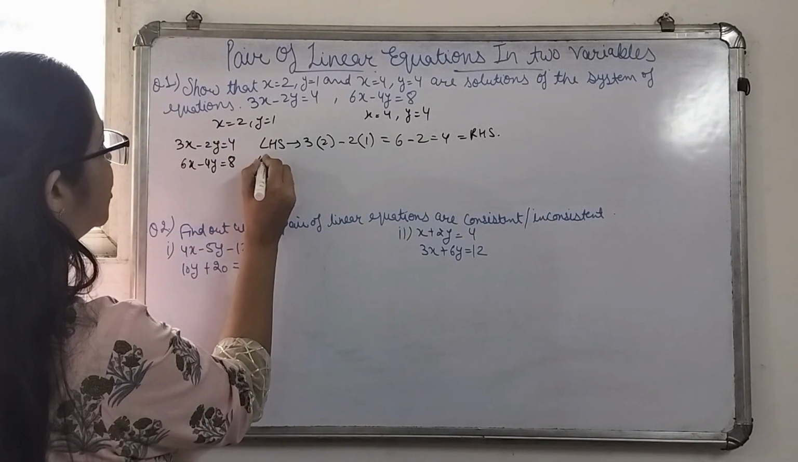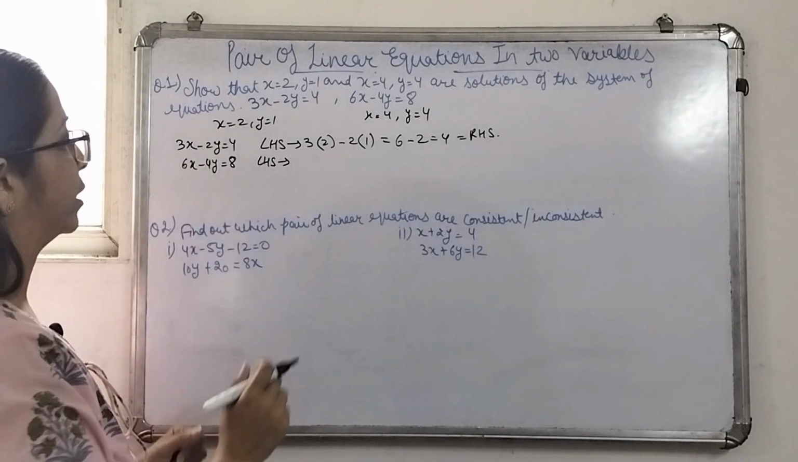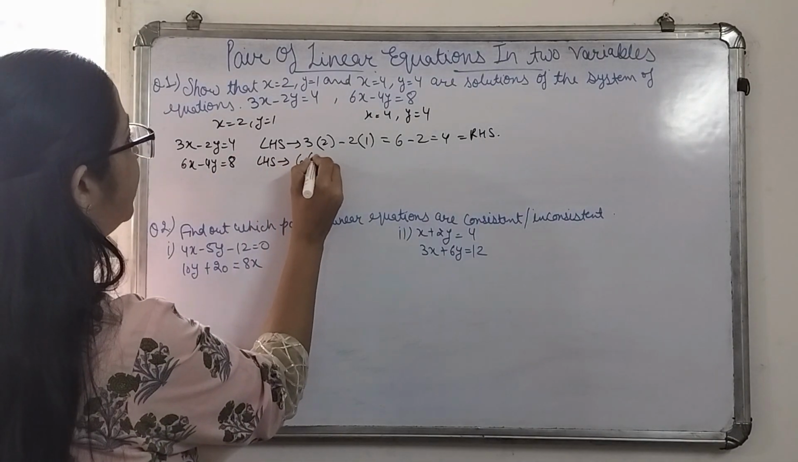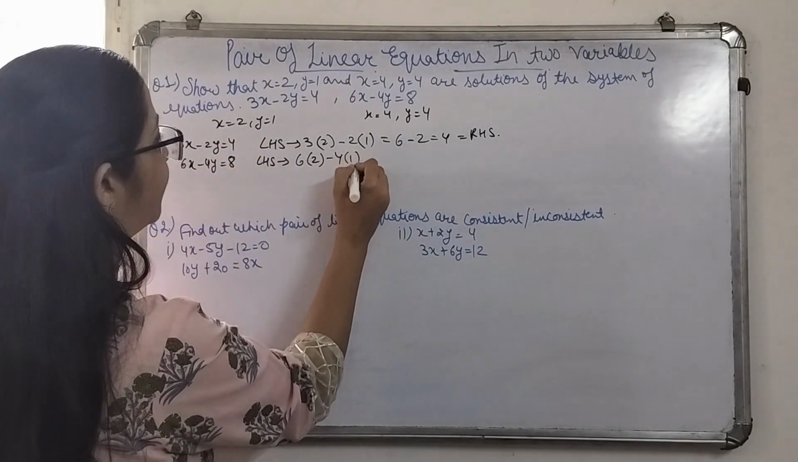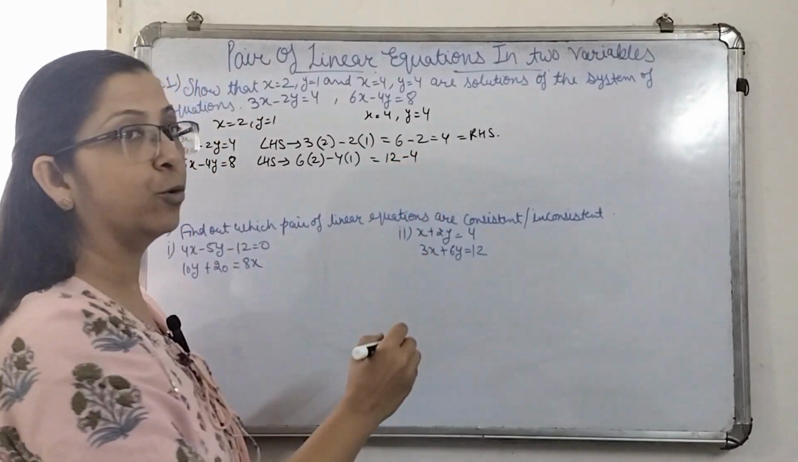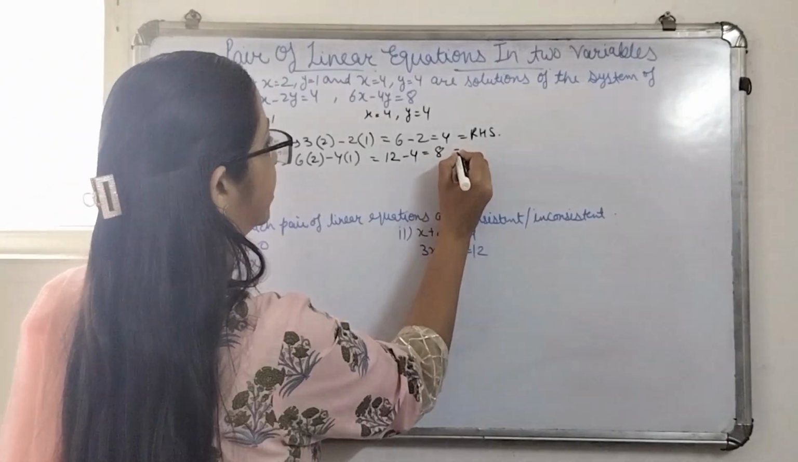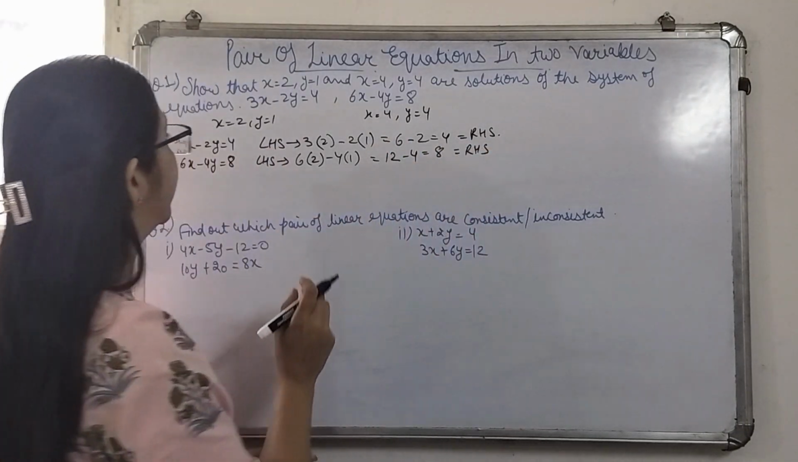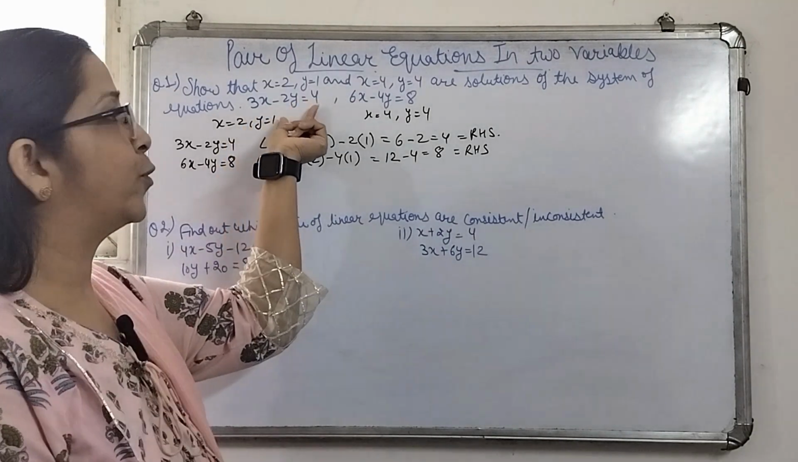Again we are taking the LHS part. We are replacing x by 2 and y by 1. So it will become 6 multiplied by 2 minus 4 multiplied by 1. 6 multiplied by 2 will become 12 minus 4, that is equal to 8, which is your RHS part. That means x = 2 and y = 1 is a solution for this equation.